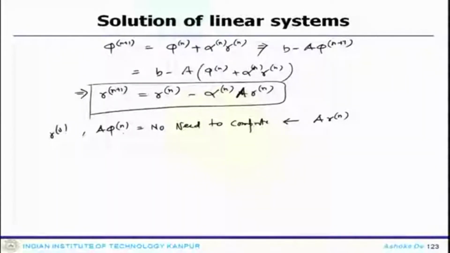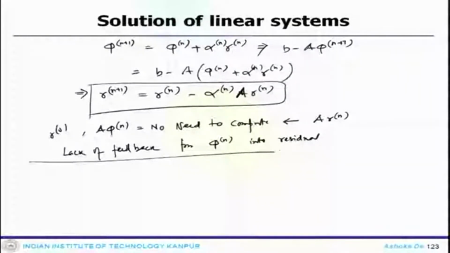However, some shortcomings are there in this particular approach: the lack of feedback from phi n. From the previous iteration value, the feedback into the residual is not that strong, which may cause the solution to converge to something very different from the exact one, due to accumulation of some sort of round-off error. So this is one of the deficiencies of this particular approach, which can be overcome with a modified or better version.